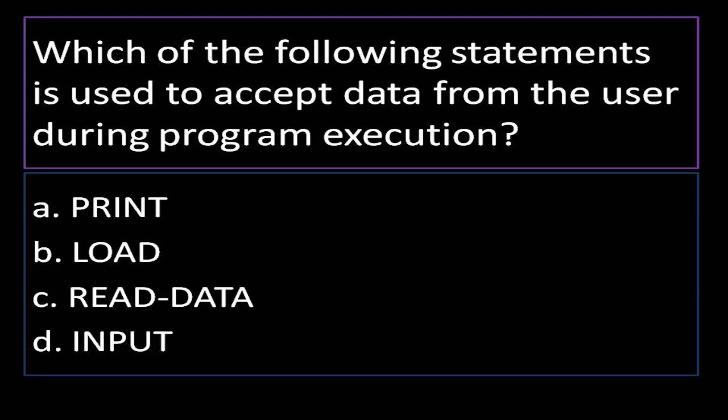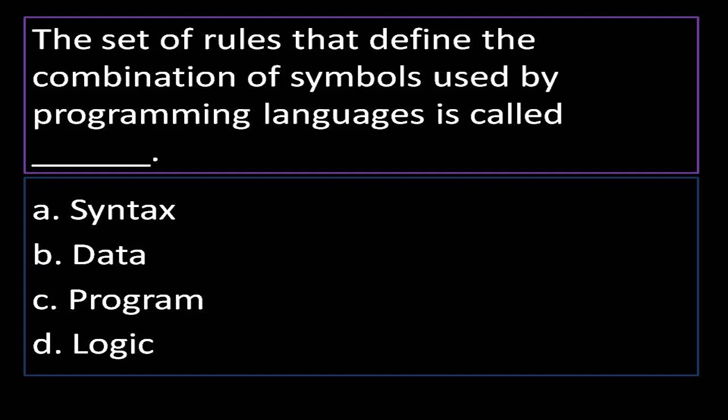Which of the following statements is used to accept data from the user during program execution? Option A, print, option B, load, option C, read data, option D, input. And the right answer is option D, input. The set of rules that define the combination of symbols used by programming language is called dash. Option A, syntax, option B, data, option C, program, option D, logic. And the right answer is option A, syntax.